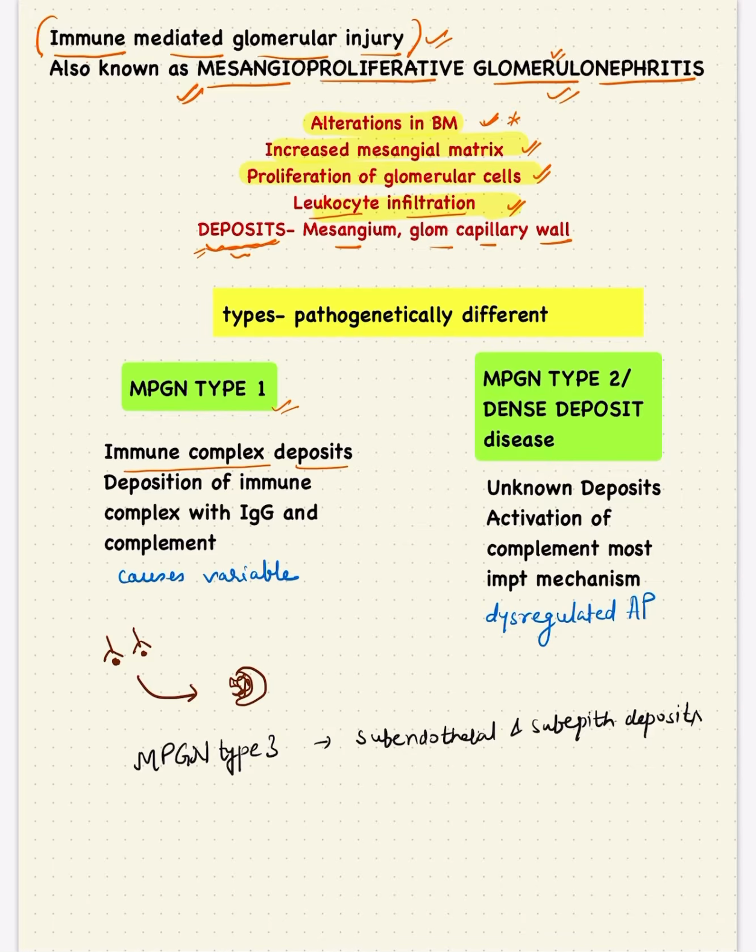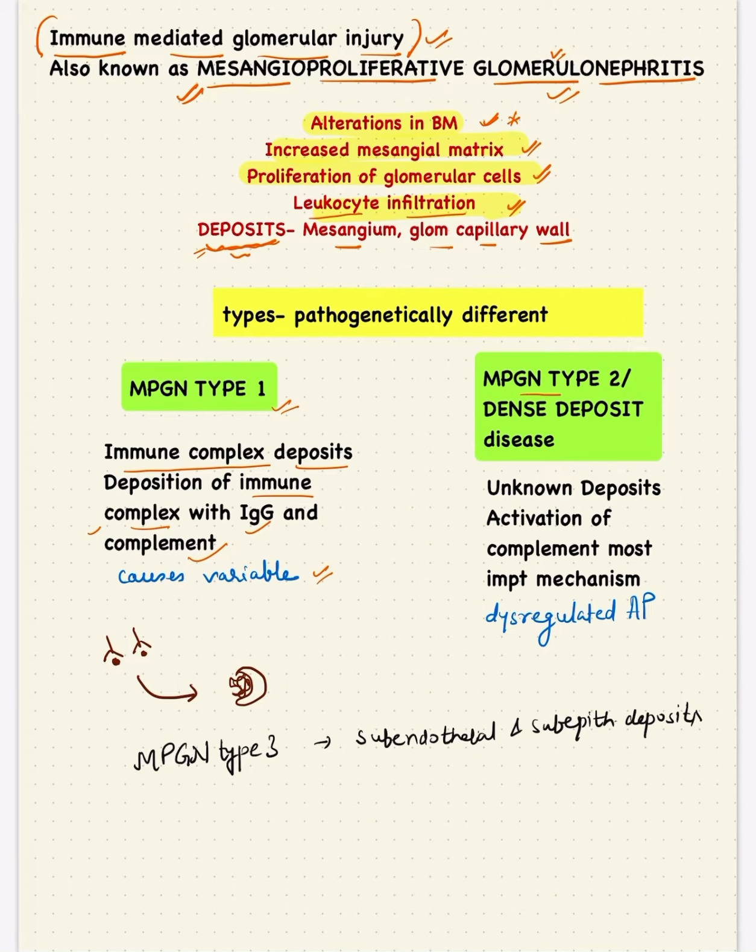So here immune complexes are made, either they are circulating in the circulation and they reach the kidney, or the planted antigens in the kidney and antibodies come and attach to them, and there is deposition of the immune complexes, and these immune complexes are made up of immunoglobulins and complement. These immune complexes cause the activation of the classical and alternate pathways, and MPGN type 1 can have variable causes.